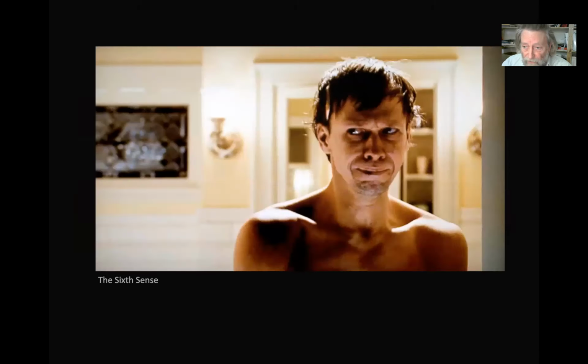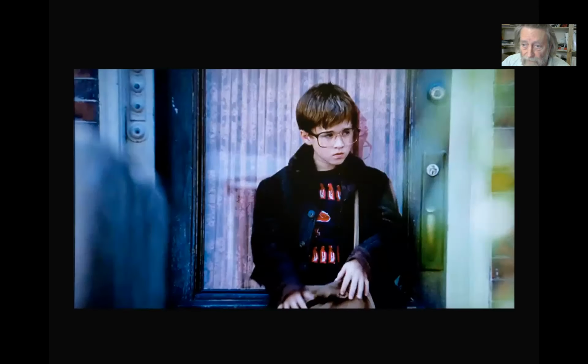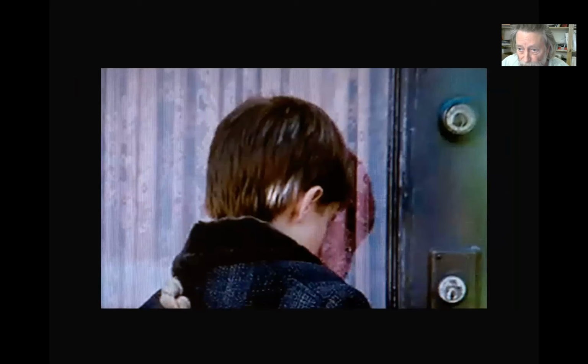In The Sixth Sense, we see a man at Bruce Willis's house. And if you look closely, there's a patch of white in his hair, which is going to be important. And then this is the little boy, Cole Sear, who will be the center of the story for the balance of the film. And when he turns around, we also see a patch of white in his hair.